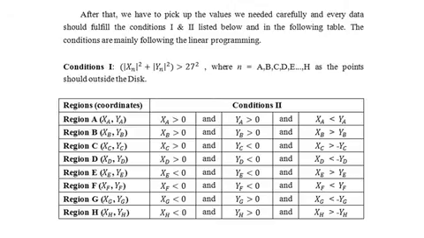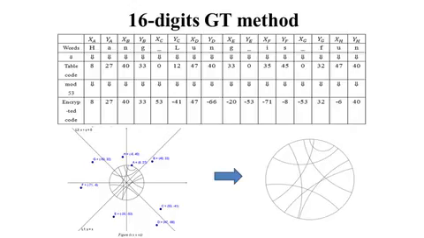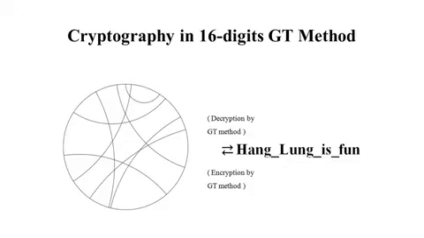So back to the 16 digits GT method. By choosing the correct point which fulfills the required conditions of these 3 columns, we can encrypt and decrypt a message, referring to this table. And these ciphergraphs will represent Hanlong is fun.